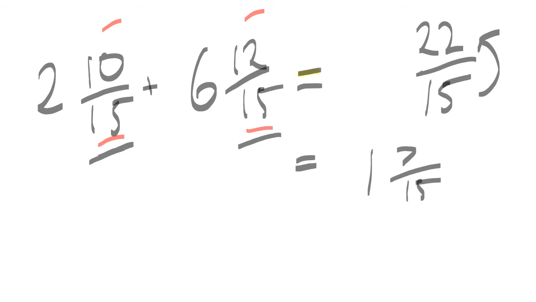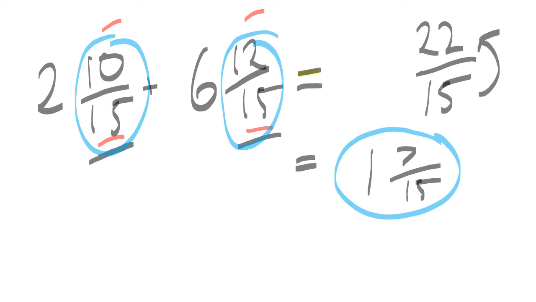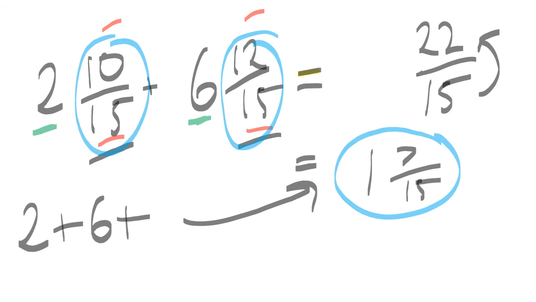So fraction-wise, guys, 10/15 plus 12/15 equals 1 7/15, which means we can now bring in the whole numbers, because we've done the fractional bit. Let's bring in the whole numbers. So that's 2 plus 6 plus 1 7/15. So our final answer will be, well, 2 and 6 is 8, plus the 1 is 9, plus the 7/15. So that's 9 7/15. And you cannot simplify that down any further.